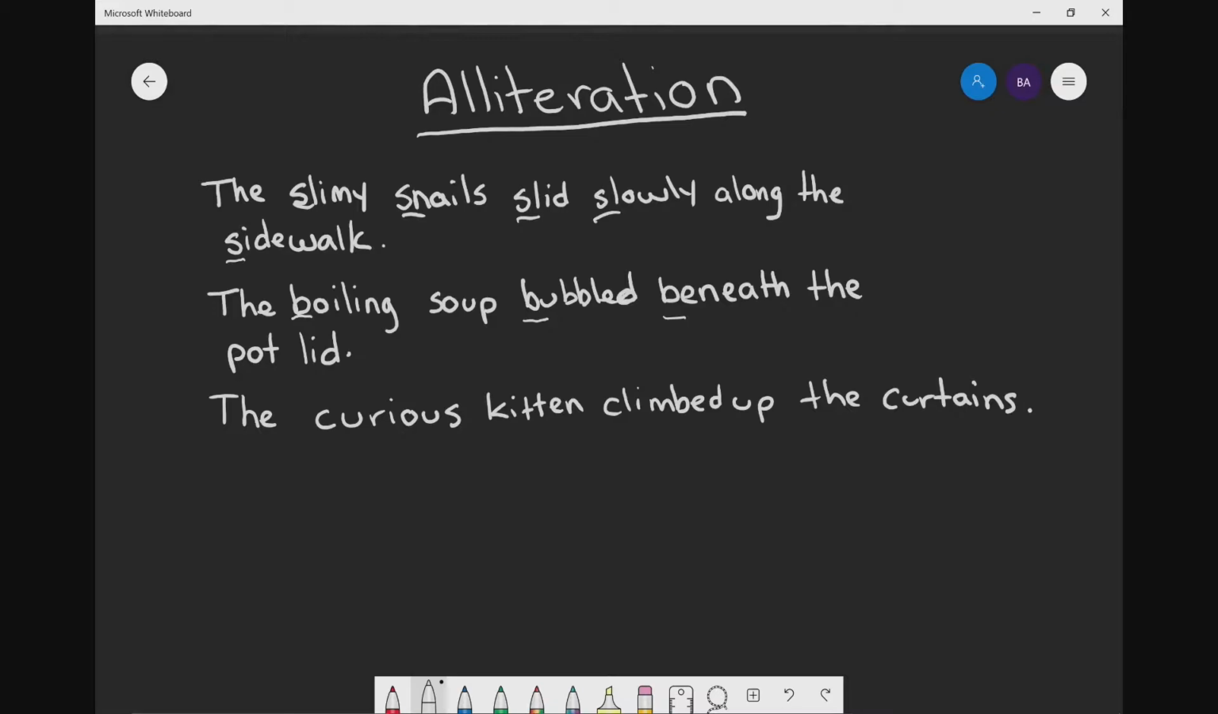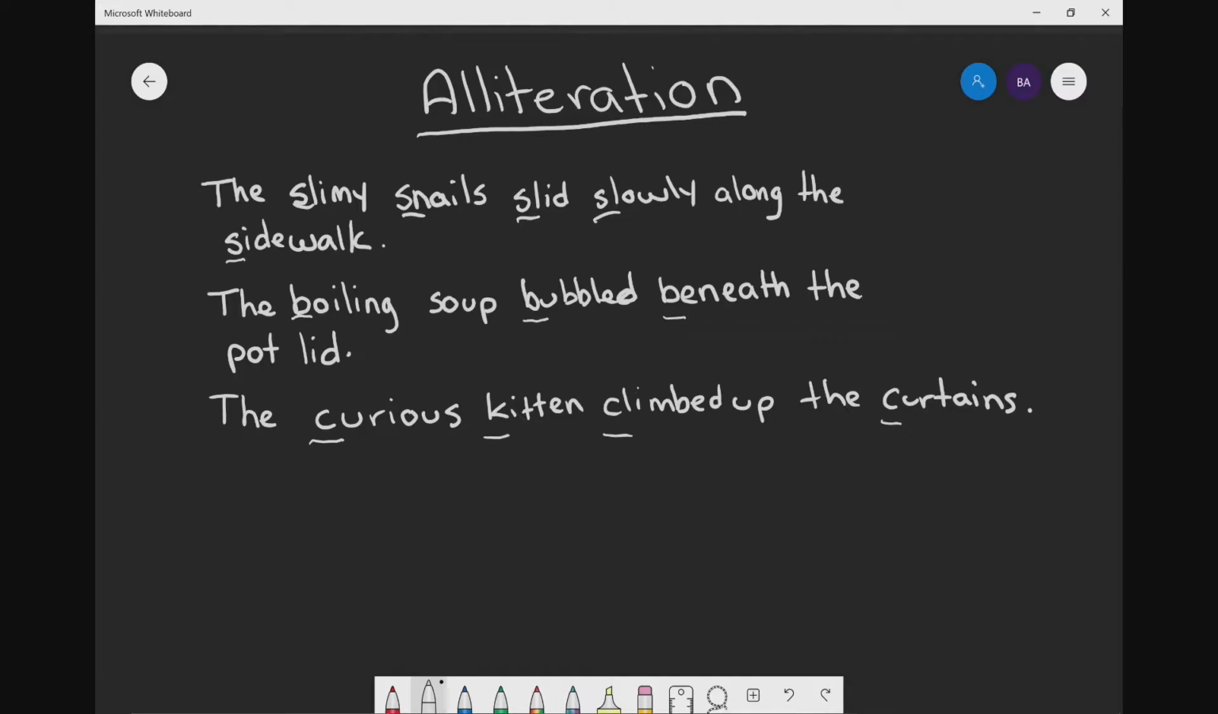Also, it's important to remember that it's not just the first letters of the words that we're looking for. We're looking for the sounds in the beginning. So our third example here, we've got the curious kitten climbed up curtains. So even though kitten starts with a K and our other words start with a C, it's still part of the alliteration because it makes that K sound.